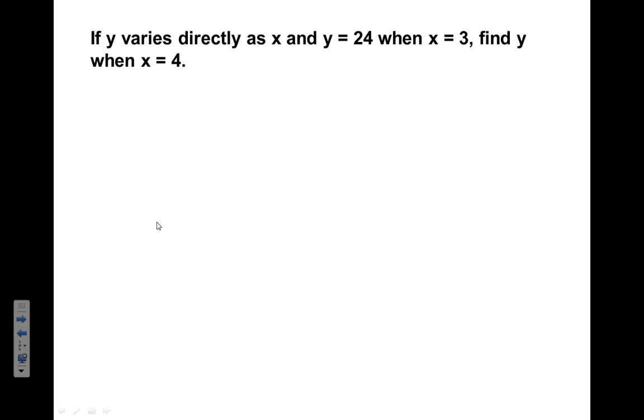So if y varies directly as x, and y is 24 when x is 3, find y when x is 4. Now this is a proportion, but we don't get to set it up as a proportion. We have to set it up as a direct variation.